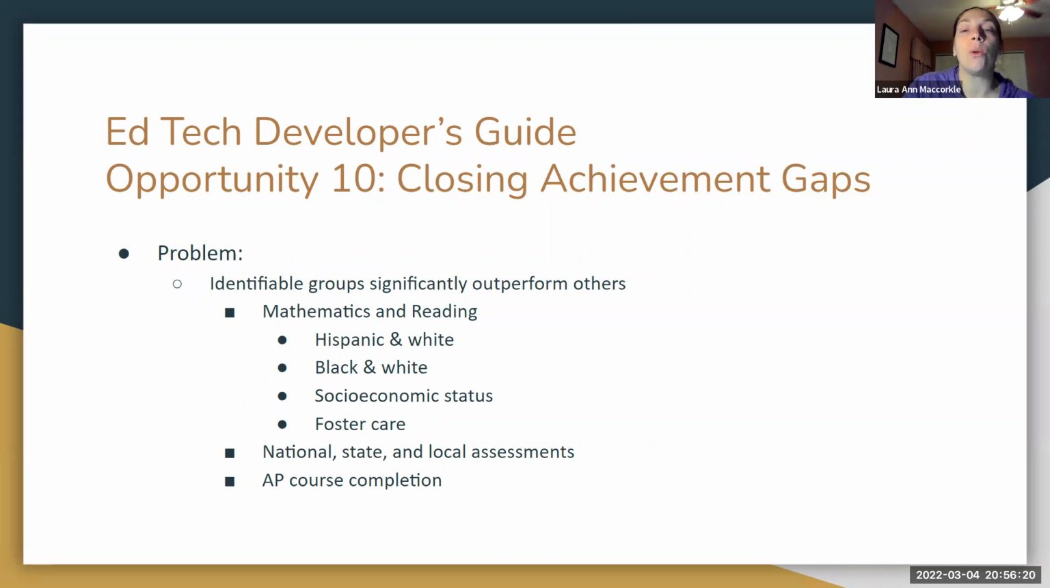Opportunity 10 was about closing achievement gaps. So not only are there opportunity gaps, there are achievement gaps, which means that identifiable groups significantly outperform others. For example, the article discussed mathematics and reading performance gaps, such as those between Hispanic and white students, Black and white students, those of various socioeconomic status, and those in foster care. Another problem discussed was that these achievement gaps are shown on national, state, and local assessments, as well as in AP course completion and test scores.